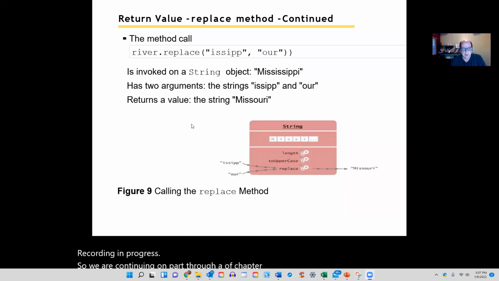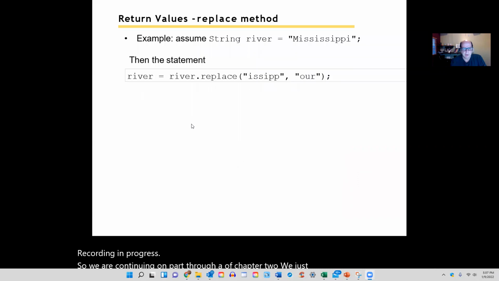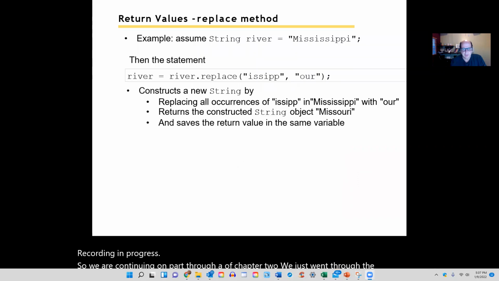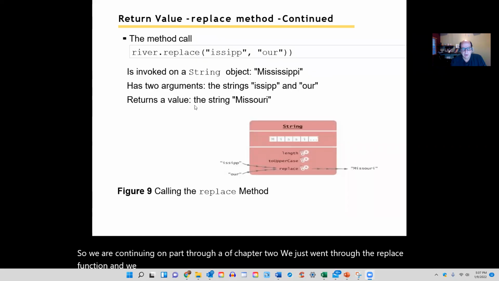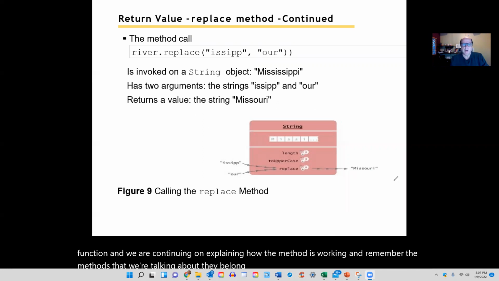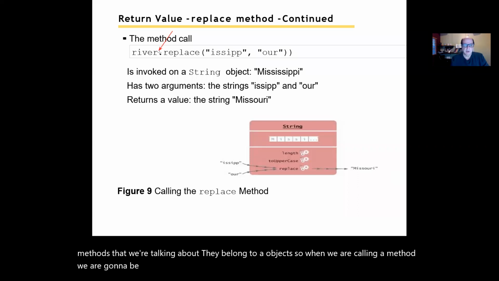So we are continuing on part two of chapter two. We just went through the replace function, and we are continuing on explaining how the method is working. And remember, the methods that we are talking about belong to objects. So when we are calling a method, we are going to be using a dot operator.